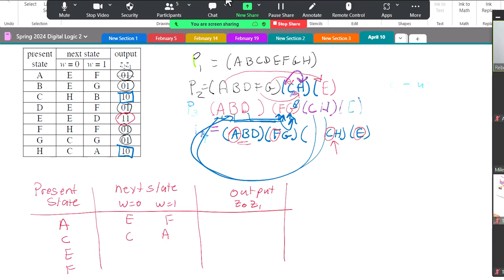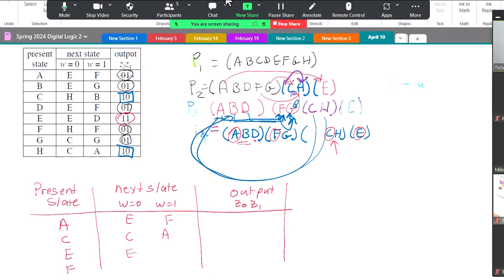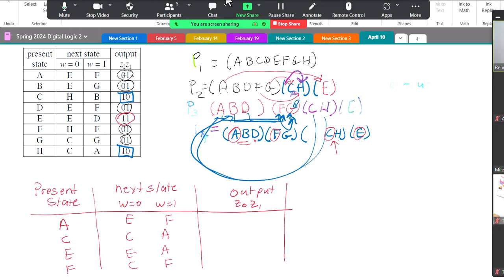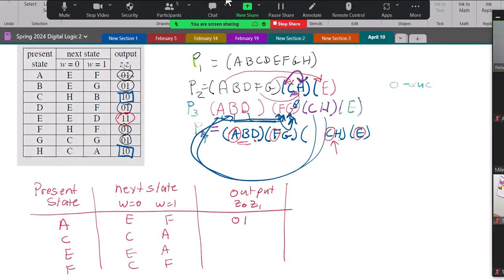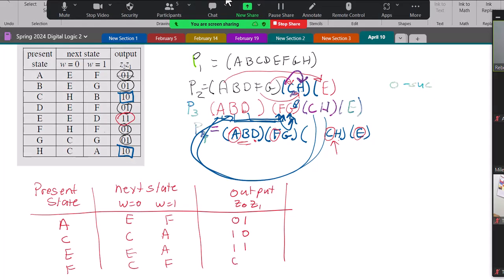For E, when W equals 0, my next state is E. When W equals 1, my next state was D, and that is the group that we call A. For F, when W equals 0, my next group is H, and that one we called C. When W equals 1, my next group is F, and that one we called F. Then our output for A is 0, 1. For C is 1, 0. For E is 1, 1. And for F is 0, 1.